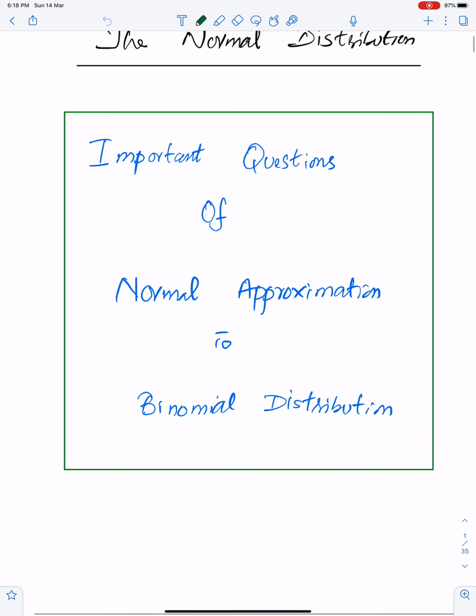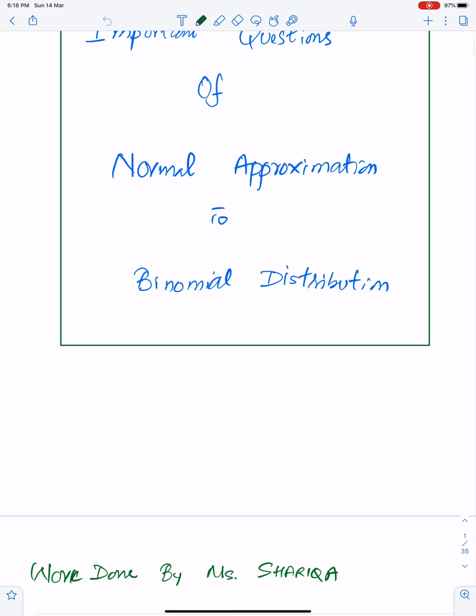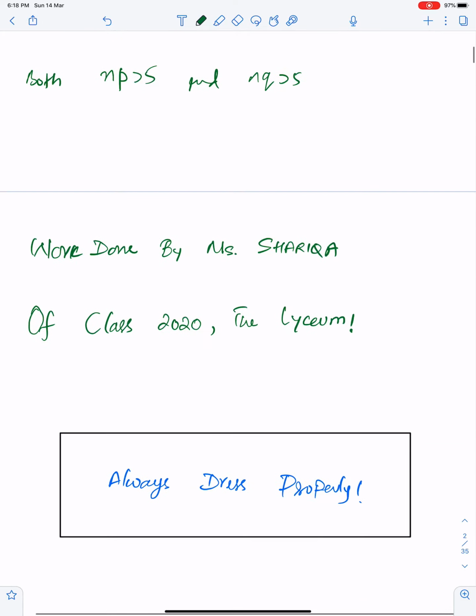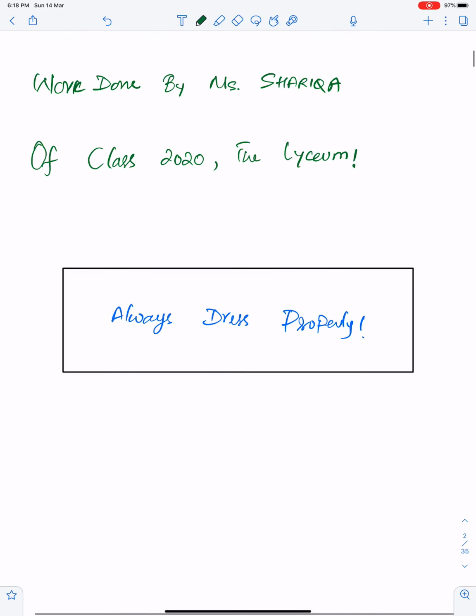The topic of this lecture is important questions of normal approximation to binomial distribution. And this is the condition of the approximation: both np and nq are greater than 5. I discussed these things in detail in my first lecture. Make sure you have watched my lecture 1 of this chapter, the normal distribution.